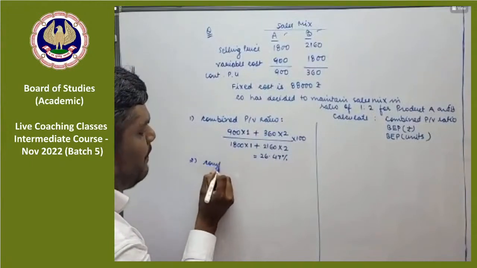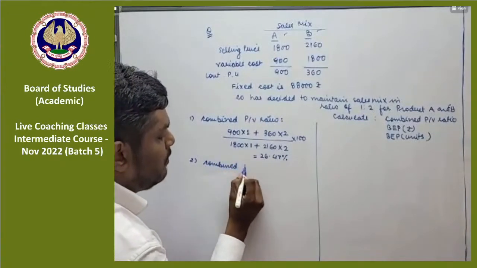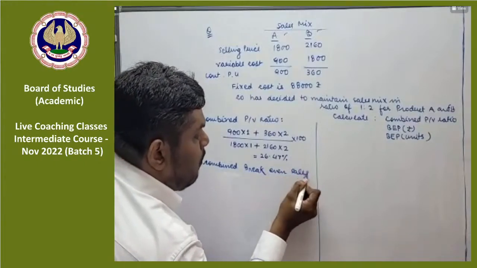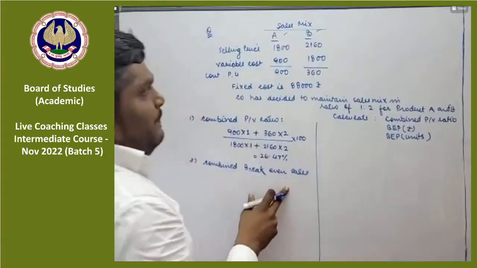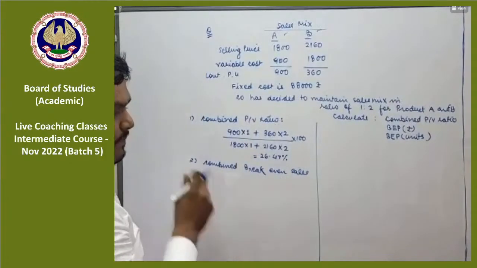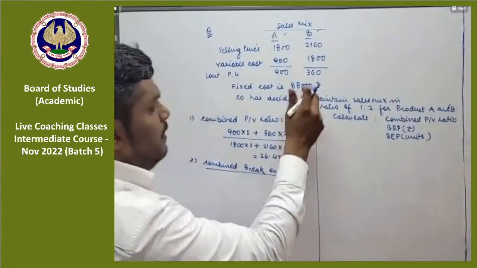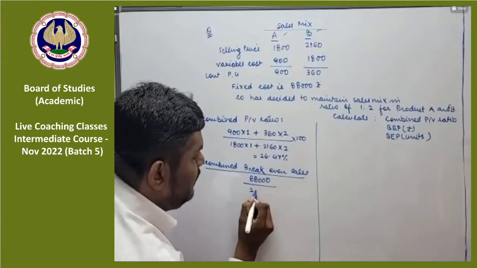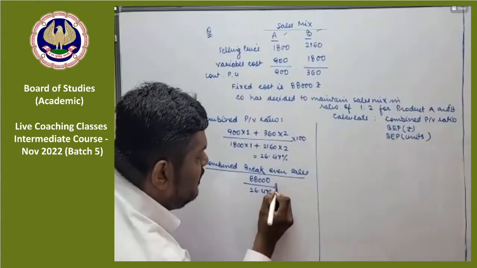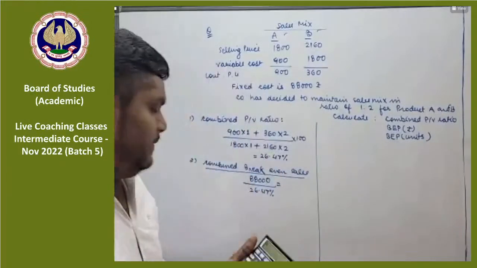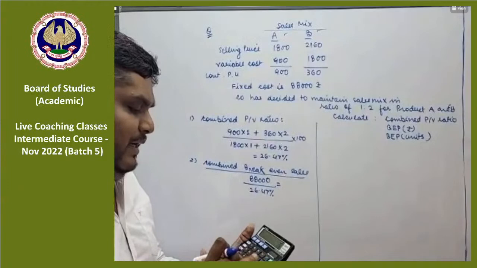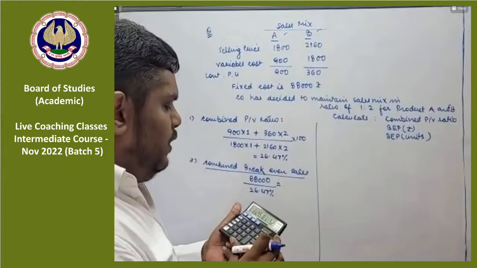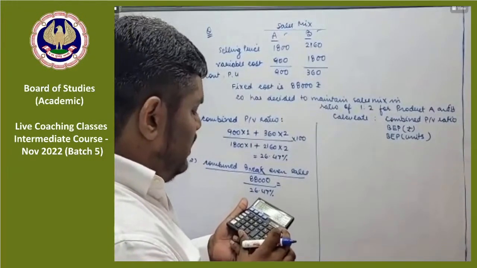So this is how the combined PV ratio is calculated. Now the second is combined break-even sales. Very simple, guys. Fixed cost, that is 88,000, divided by 26.47%. We will get the combined break-even sales. So 88,000 divided by 26.47%, the combined break-even sales is 3,32,452.